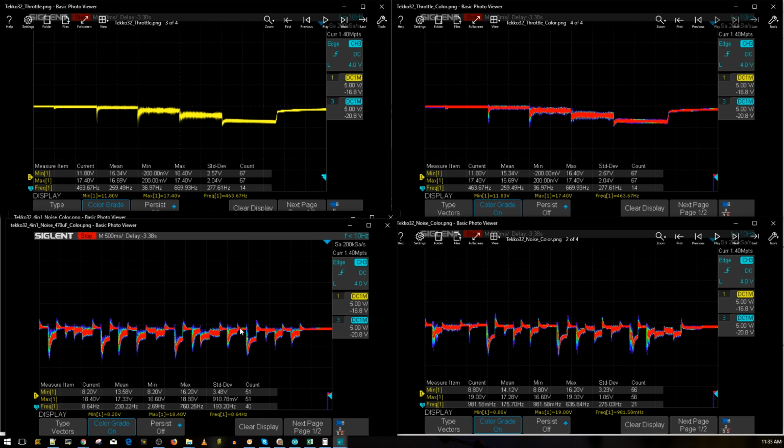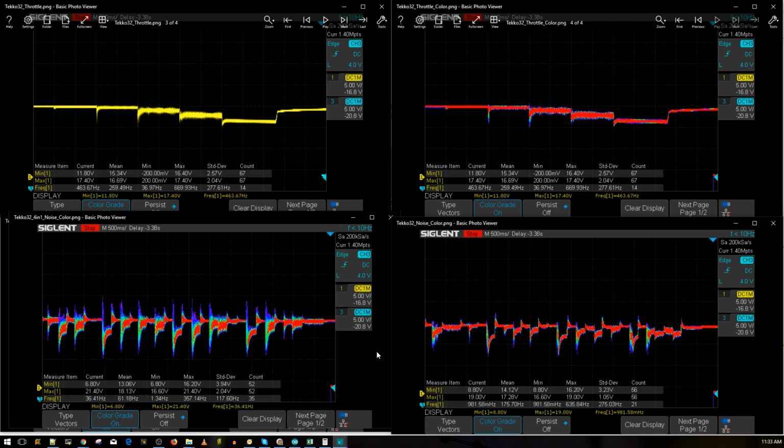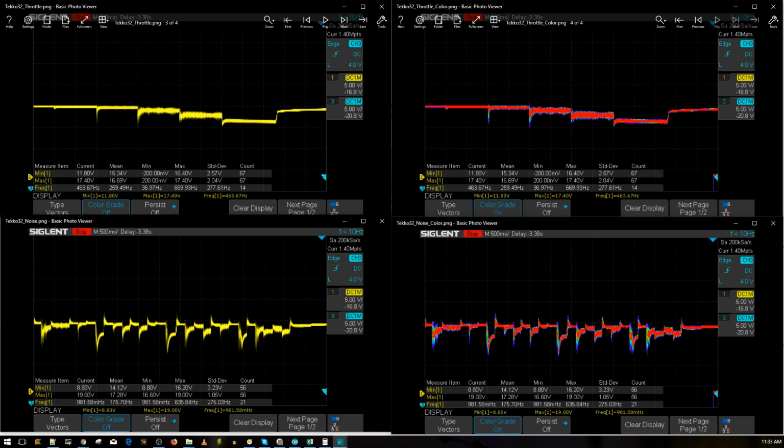So this is a Tekko32 4-in-1 right here with one low ESR capacitor compared to the Tekko32 with nothing, just itself. This was tested with four motors also, and this is a Tekko32 with no low ESR capacitor. So it's absolutely phenomenal. Let's put something in here for reference. Here's the Xcross ESC that we just recently tested. And where is it? There it is.